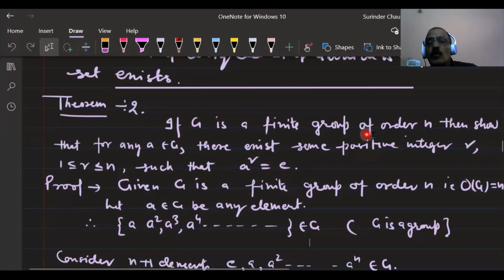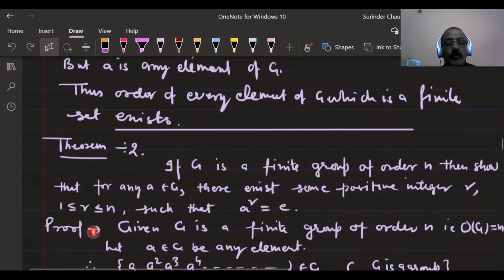If G is a finite group of order n, then show that for any A belonging to G, there exists some positive integer R, 1 less than or equal to R less than or equal to n, such that A^R is E. Next one: if G is a finite group again of order n, G has n elements, then show that for any element A belonging to G, there exists a positive integer R, 1 less than or equal to R less than or equal to n, such that A^R equals E. The proof of this is similar to the first theorem.